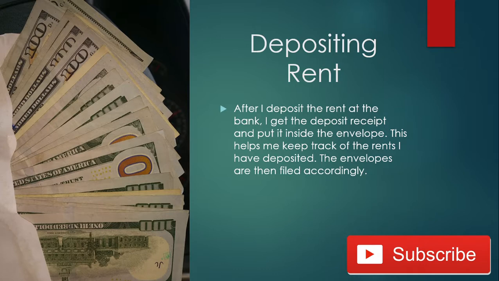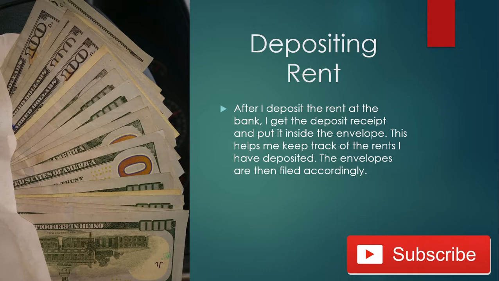Before, I also learned this process. Before, if I would collect, let's say, 5 rents of $1,000, I would just go and deposit the $5,000 all together. But then a month later, if I had any questions of when I deposited that specific rent, I wouldn't know, because I would only see $5,000 deposited into the account. So now, every time I go to the bank, if I have 10 deposits or 20 deposits, I deposit them one by one to the account.